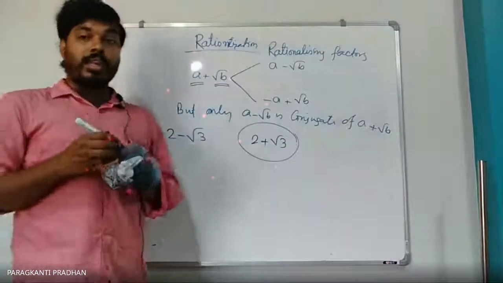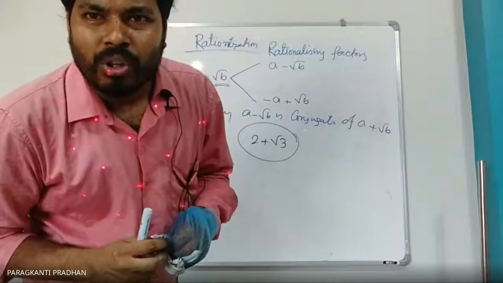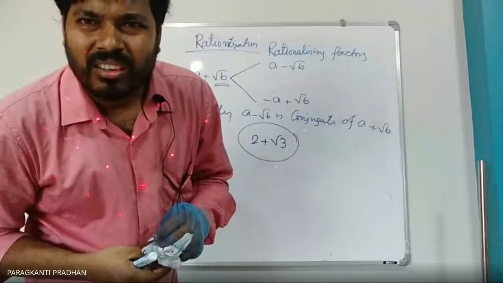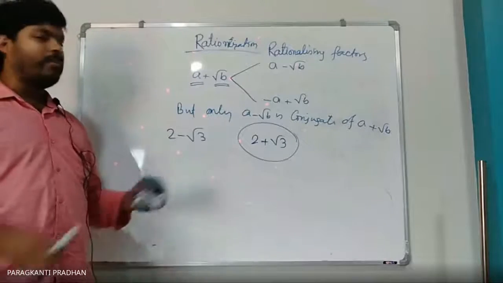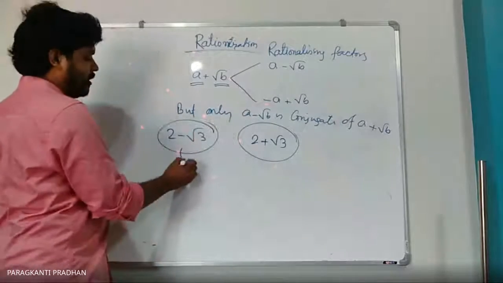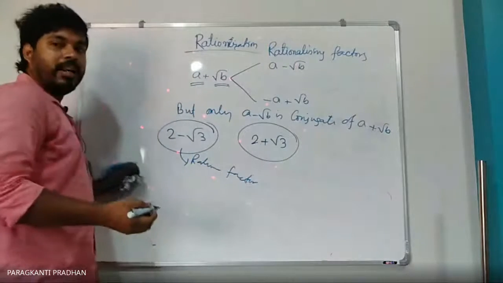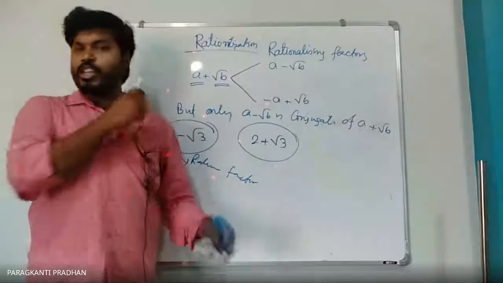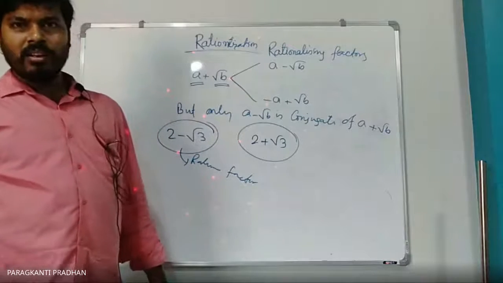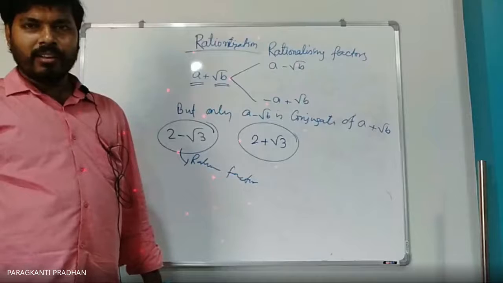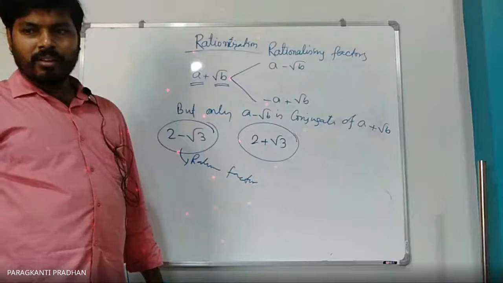But if my question is, okay, tell me what will be the rationalizing factor of 2 minus root 3? This is a factor, a rationalizing factor. What will be the rationalizing factor? Proloy, Siloy, Niloy. Tell me.